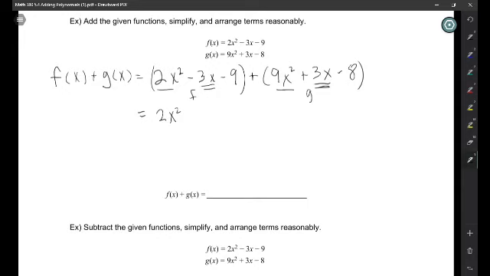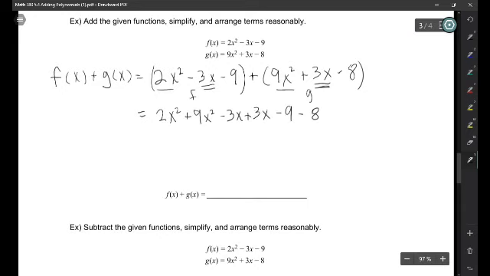So we get 2x squared plus 9x squared, and then negative 3x plus 3x. And negative 9 minus 8. And so that is 11x squared minus 17.